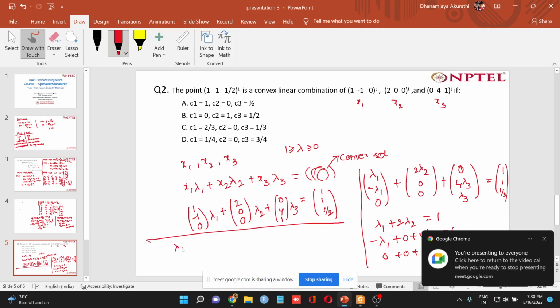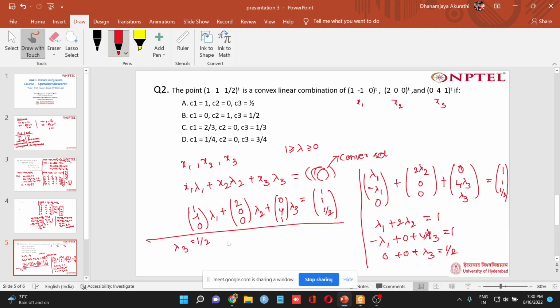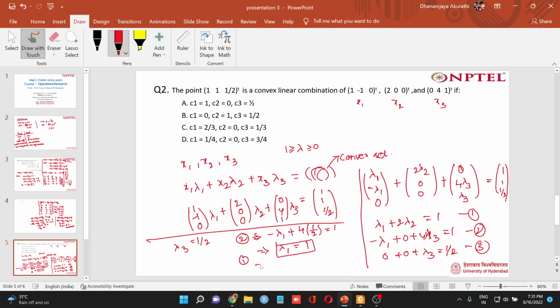So finally, you can say that lambda 3 is equal to half, and substituting it in equation 2, you can say that minus lambda 1 plus 4 into half is equal to 1. So lambda 1 is equal to 2 minus 1, that is 1. And from equation 1, lambda 1 is 1, plus 2 lambda 2 is equal to 1. That means lambda 2 is equal to 1 minus 1, that is 0.